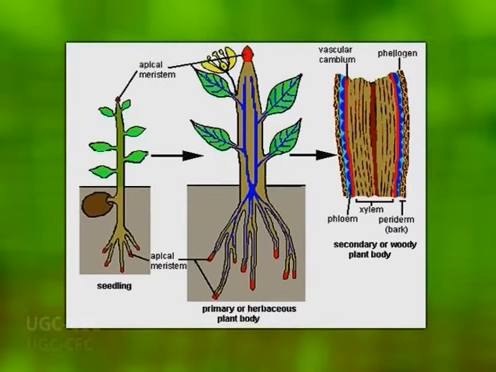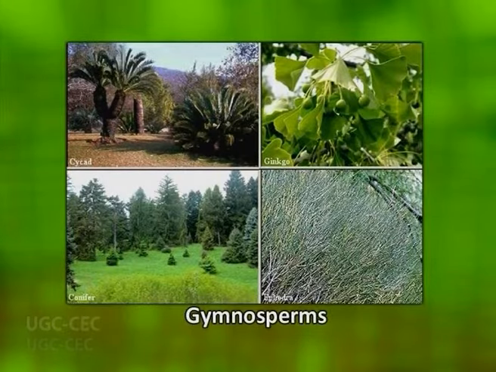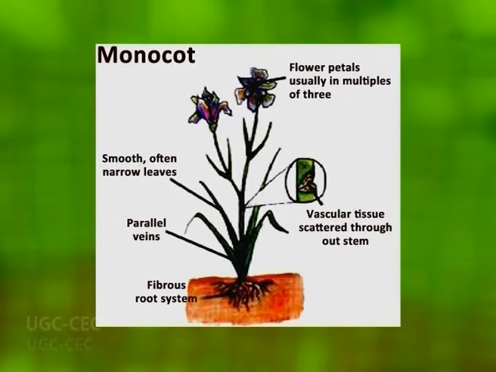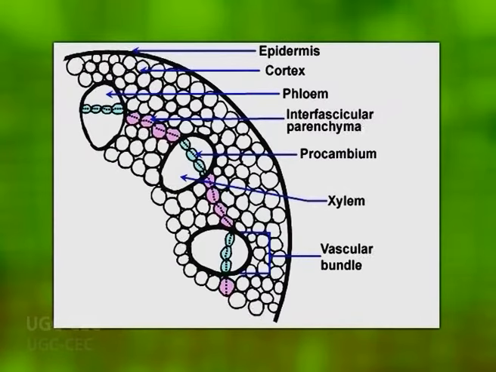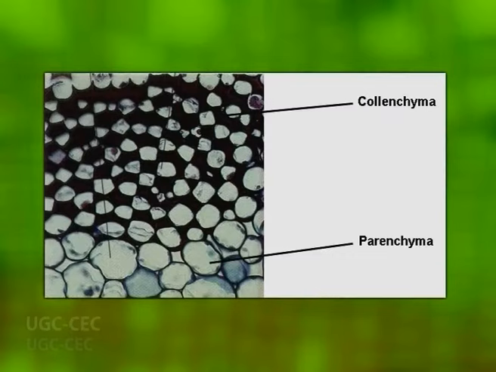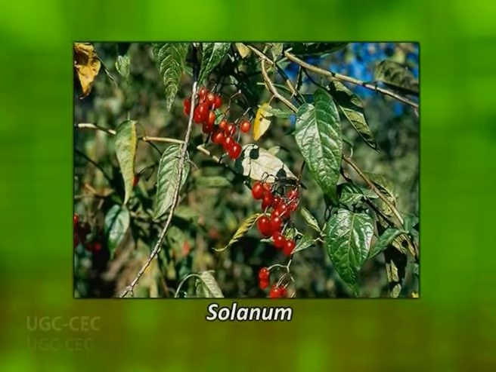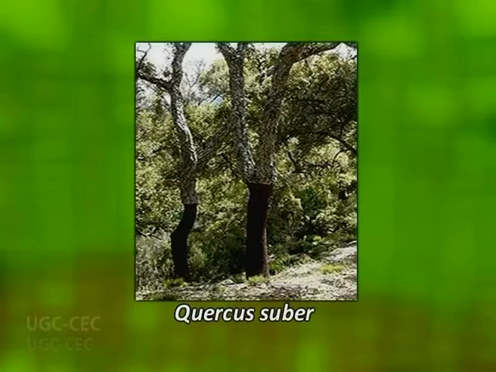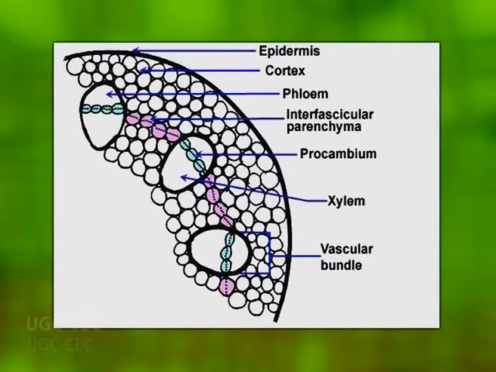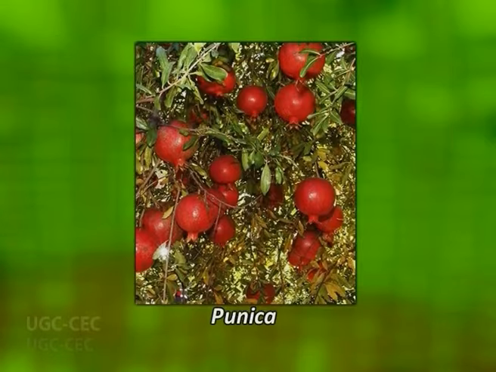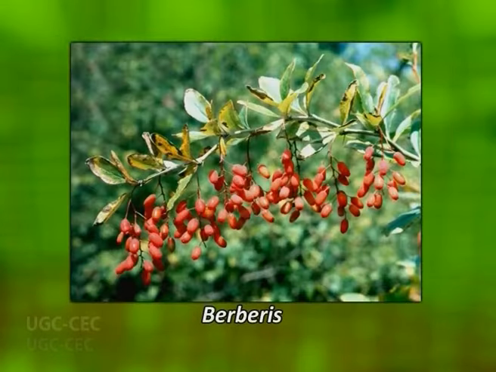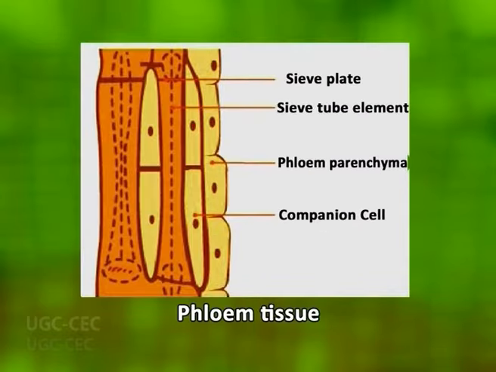The cork cambium is found in woody and many herbaceous dicots, gymnosperms, and some monocots which usually lack secondary growth. The cork cambium is usually differentiated in the outer layers of the cortex, in parenchyma or in collenchyma. In some plants like Malus, Solanum, Quercus, it is differentiated in the epidermis. In Vitis, Punica, Berberis, it is differentiated in the phloem tissue.